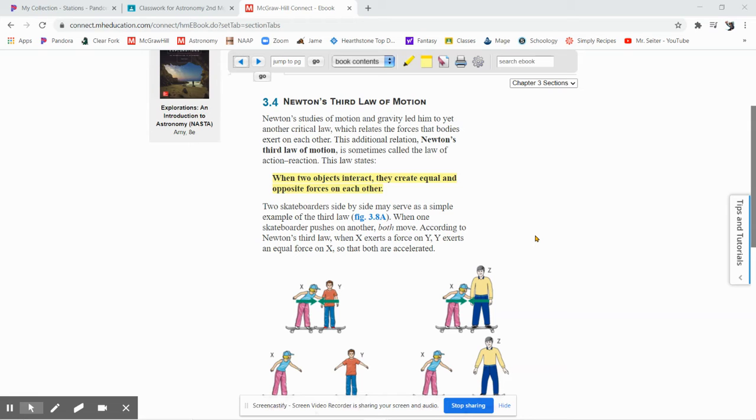The law states when two objects interact, they create equal and opposite forces on each other. You've been told before, for every action, there's an equal and opposite reaction. Actually, it's for every force, there is an equal and opposite force.